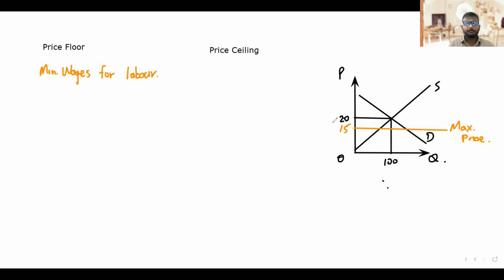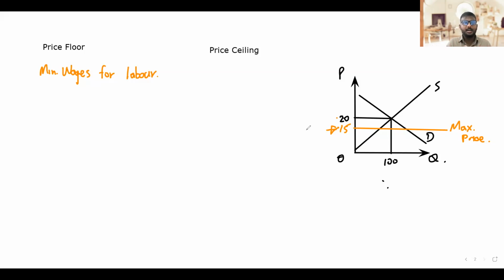Now, you see what's happening here? The government has set an artificial legal price, disregarding the market price, to protect the consumer. The government is saying 15 is the maximum price that can be charged for this product. No one can go and sell above this price. 15 is the highest ceiling price. If you want, producer, you can sell for 10 rupees also. You can sell for 5 rupees also. You can sell it for zero, free also. You can't go above 15. That's what price ceiling means.